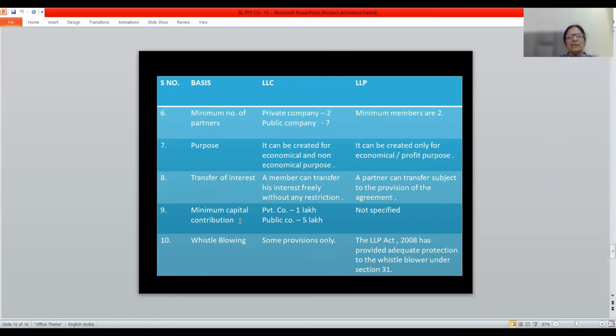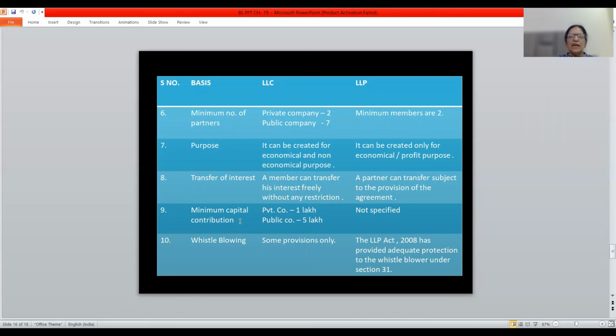Minimum number of partners. In the private company it is 2, and the public company it is 7. The minimum members are 2 in case of LLP. Purpose. It can be created for economical or non-economical purpose, LLC. But LLP can be created only for economic purpose or profit purpose. It cannot be established for charitable purpose.